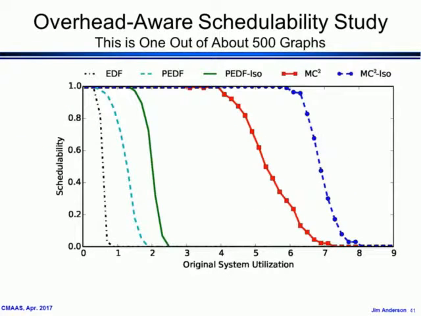So we try to assess the impacts of this in a more holistic way by running overhead-aware schedulability experiments. So let me try to explain the nature of this graph. These experiments generate tons of graphs. This is one graph out of about 500 in one experiment.